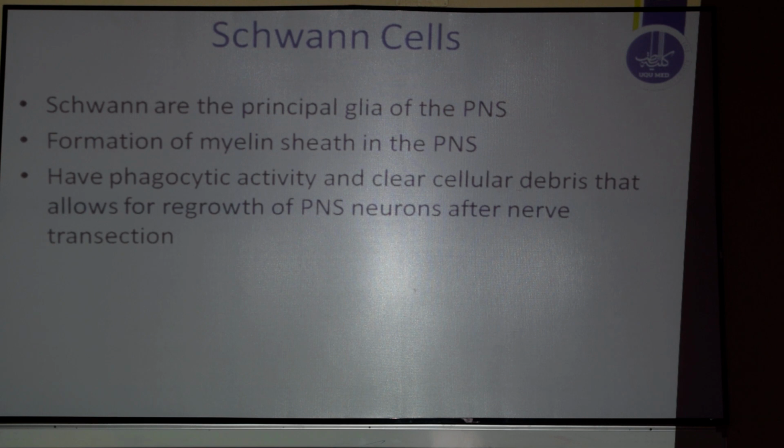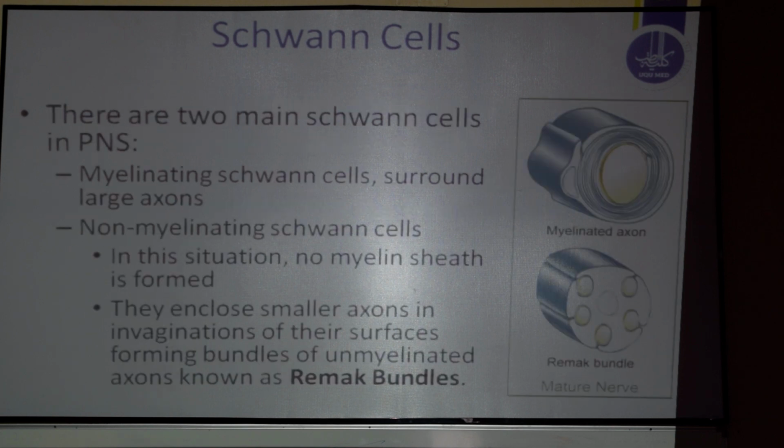Schwann cells, you know, no need of discussion. You know their functions. And they are involved in the regrowth of the PNS. What is PNS? Okay, neuron regrowth after nerve transection. There are two types of Schwann cells, myelinating and non-myelinating. I think it's also clear to you. And there is a node. There is no fat, no Schwann cell. So conduction goes node to node.